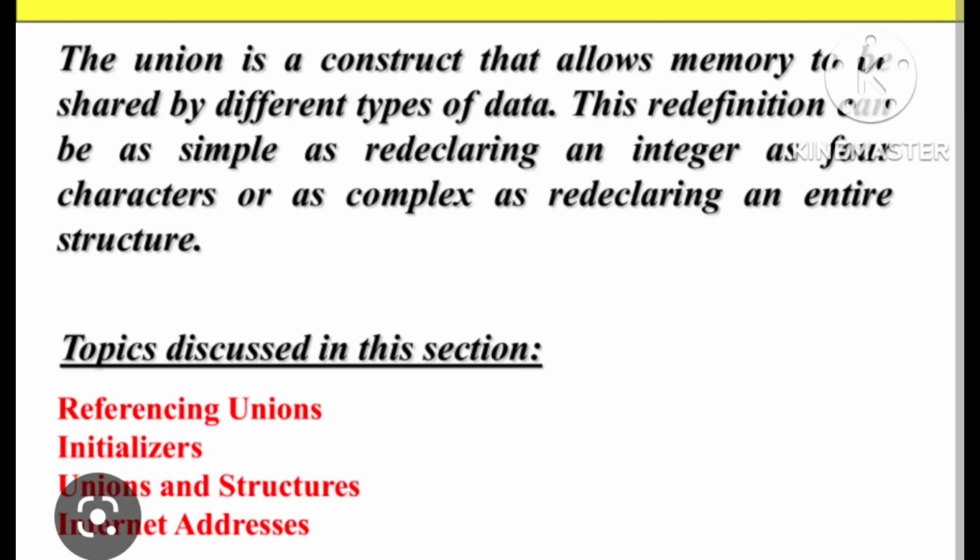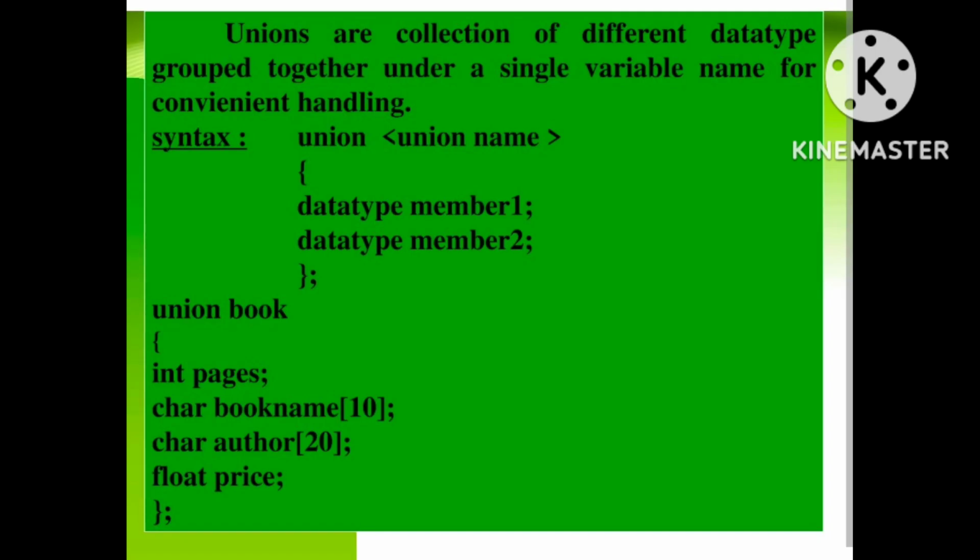Union data type. The union is a construct that allows memory to be shared by different types of data. This redefinition can be as simple as declaring an integer as 4 characters or as complex as declaring an entire structure. Unions are a collection of different data types grouped together under a single variable name for convenient handling.